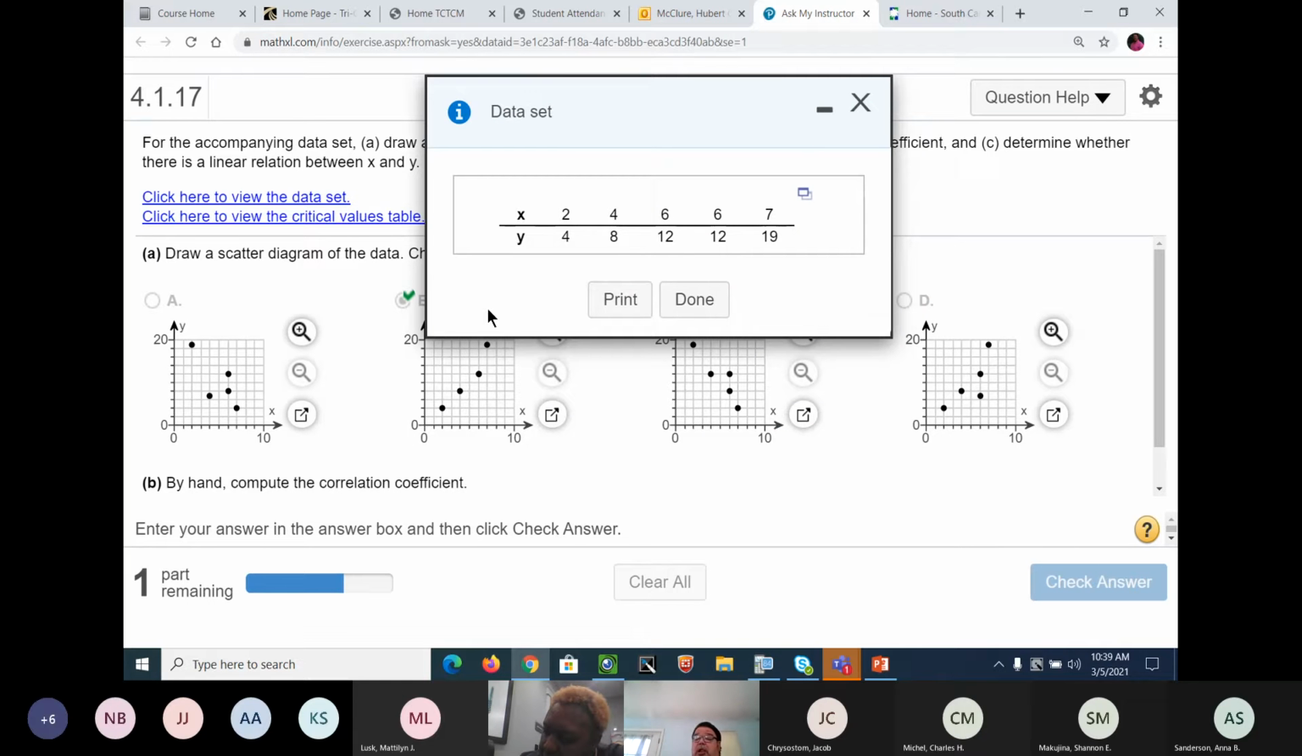All I care about is that you be able to plot it, get the equation, and get the R value. That's the only thing I care about.